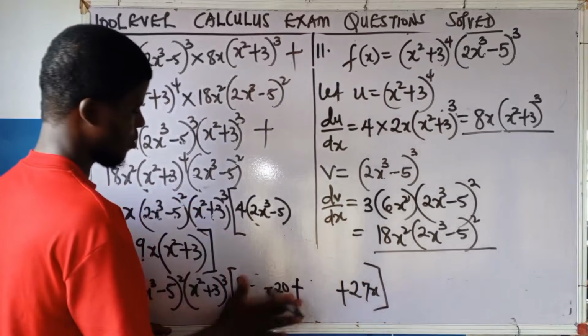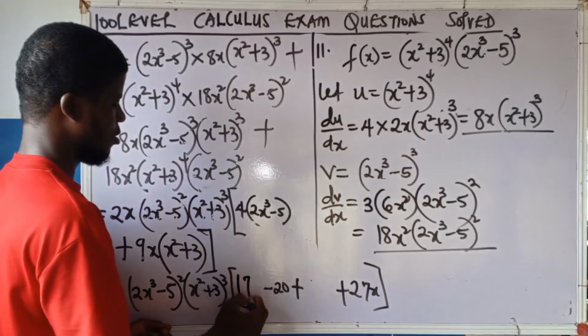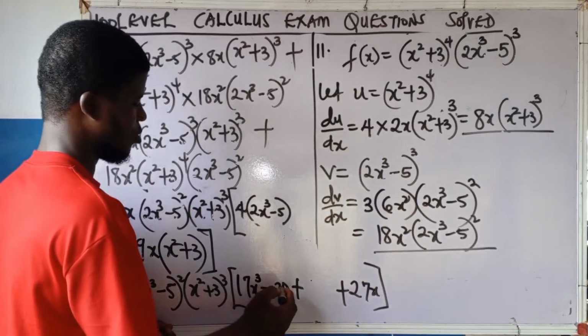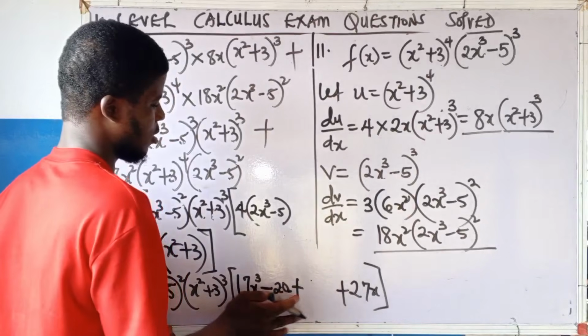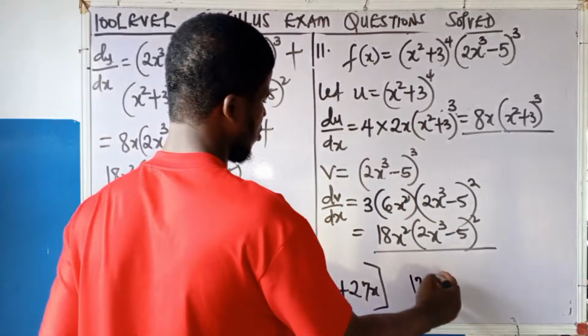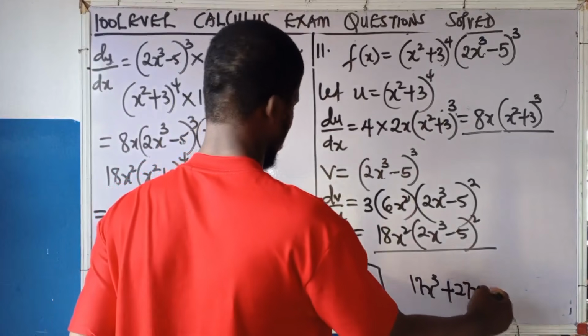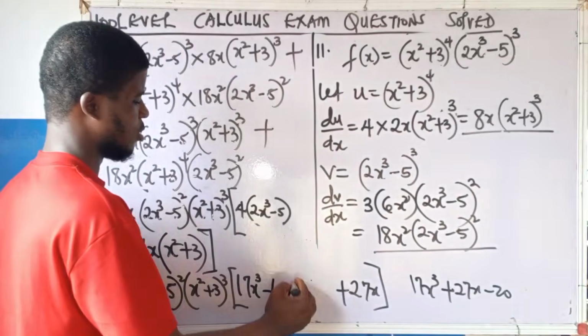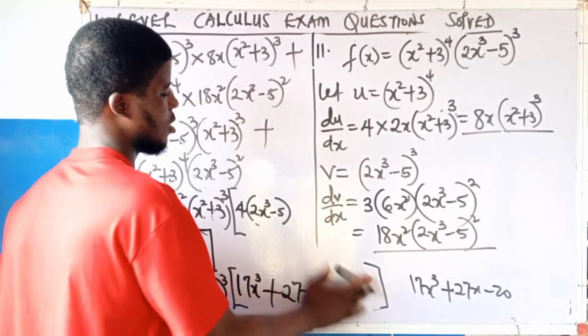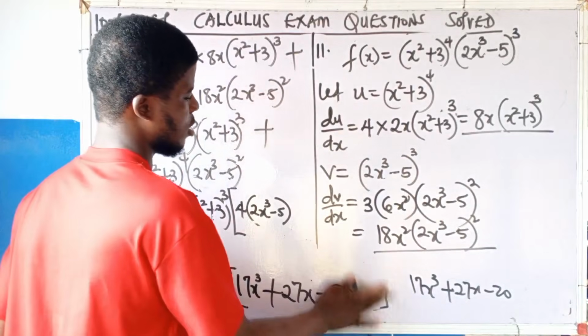You'll see, 17x cubed minus 20. Okay, let me write it 27x before 20. Okay, look at it, 17x cubed plus 27x minus 20. And that's it.